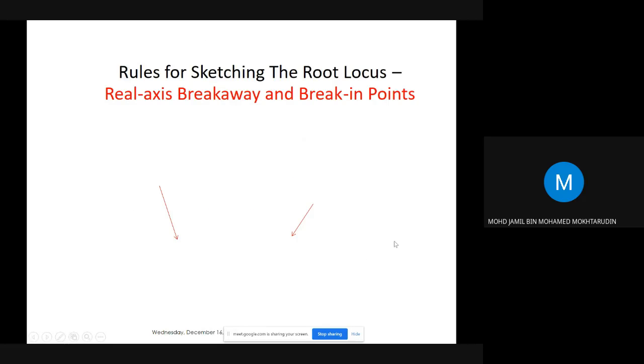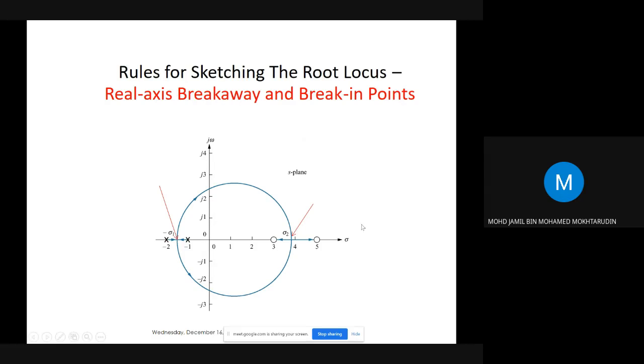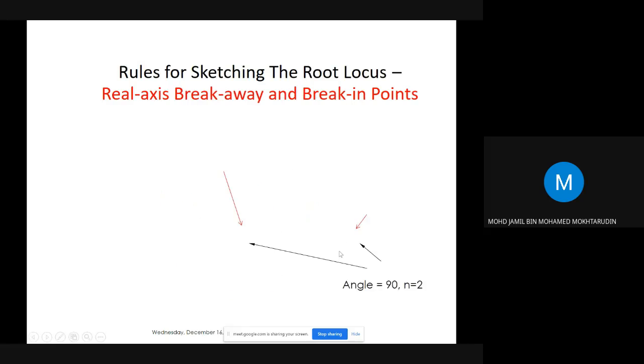Okay. So the second rule is the real axis breakaway and breaking points. So for example, if you have this root locus, then you will see that there is a breakaway here and breaking point here. So macam mana nak cari point ni? So we have a formula.